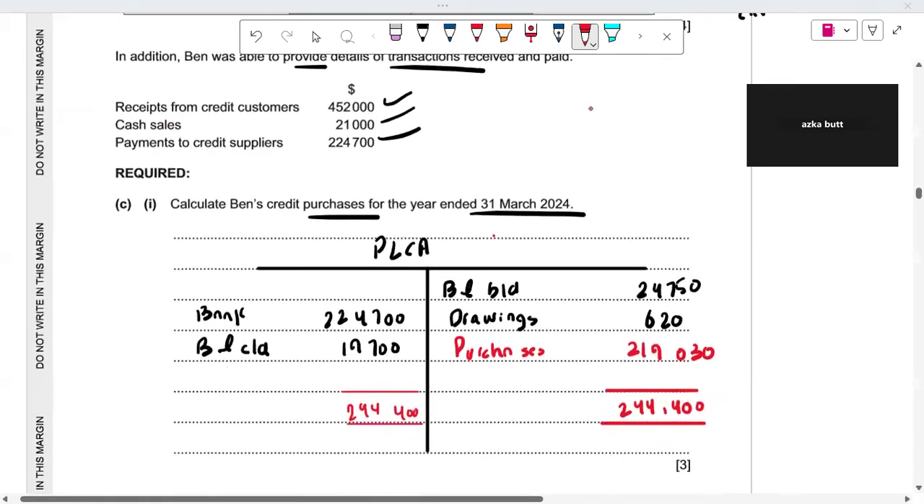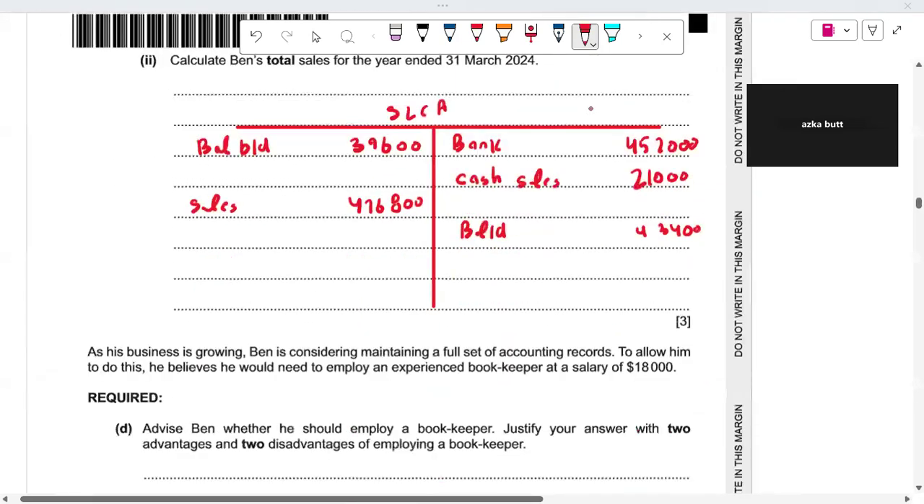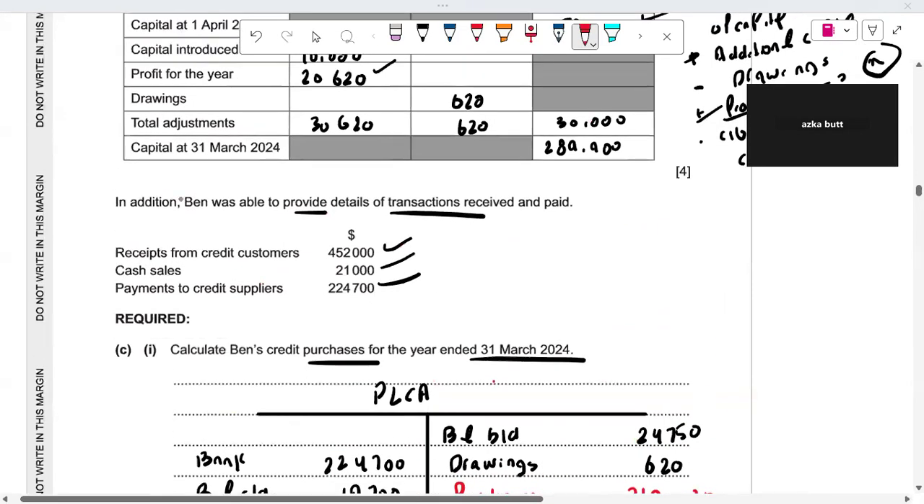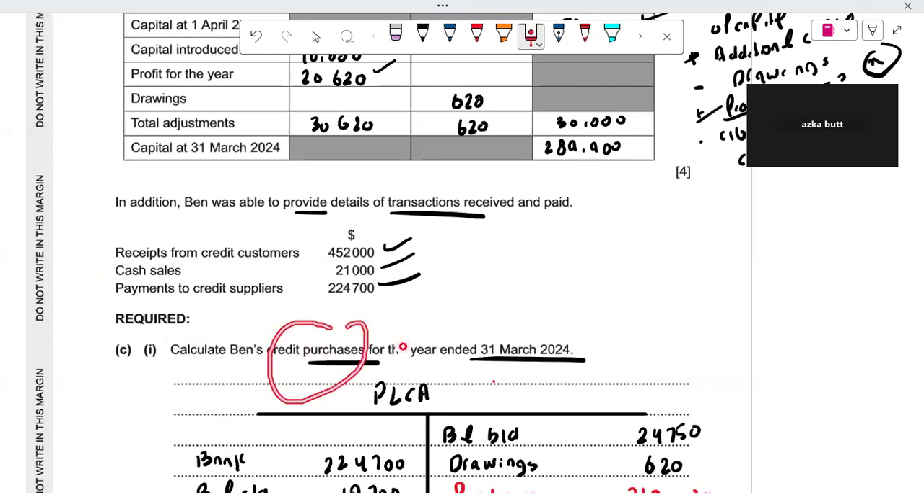So here I have made the PLCA and SLCA. And what is the question now? Again, read that: in addition, Ben was able to provide the details of transactions received and paid. So we have this information: received from credit customers and cash sales, payments to credit suppliers. And now we need to calculate Ben's credit purchases for the year ended 31st March 2024.